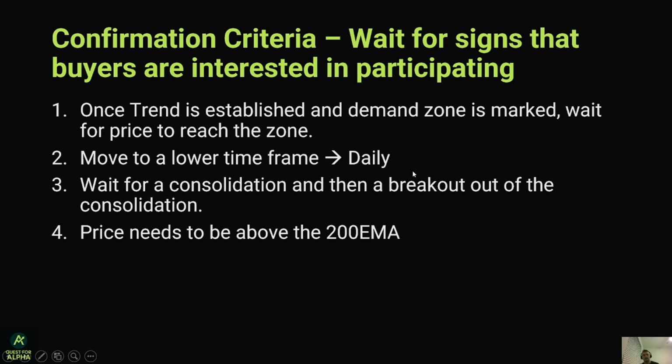So how do we do that? Once a trend is established and a demand zone is marked, which is what we just covered on the monthly time frame, what we do is we wait for the price to reach the zone. We then move to a lower time frame on the daily chart, and we wait for a consolidation and then a breakout out of the consolidation. Once that happens, and once the price is above the 200 EMA, we can execute on the trade.